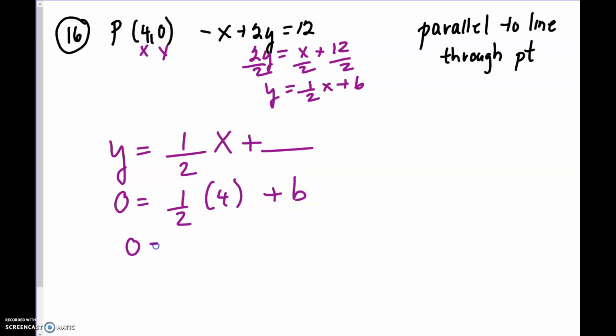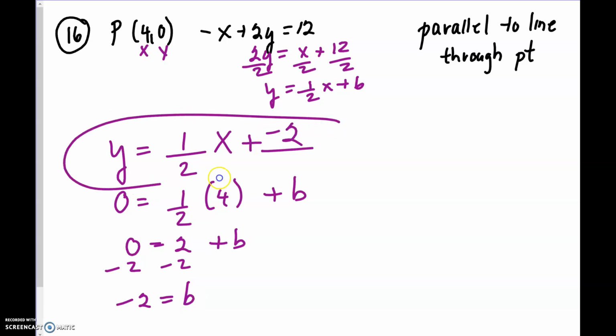So I have 0 equals 2 plus b. I'm going to subtract 2, so -2 equals b. So I get a -2. So this is the final answer that we would be looking for.